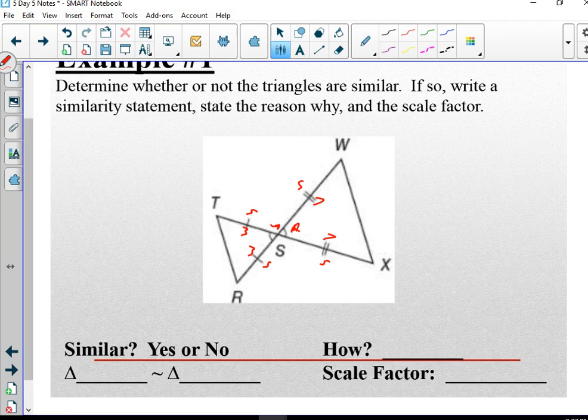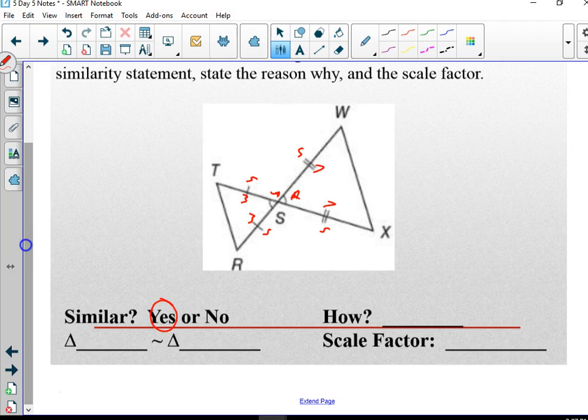All that matters is, since on the small one they're the same and the big one they're the same, it's going to be a 3-to-7 ratio. And you do have the SAS, so it is yes. The vertical angles prove it, the A, and the A is included between the S's. So we have SAS similarity.